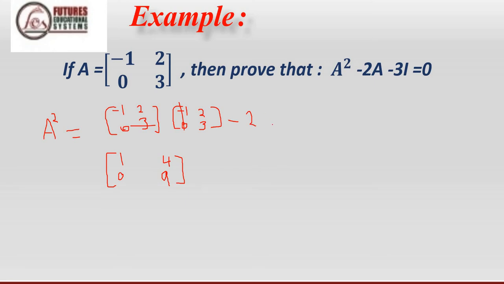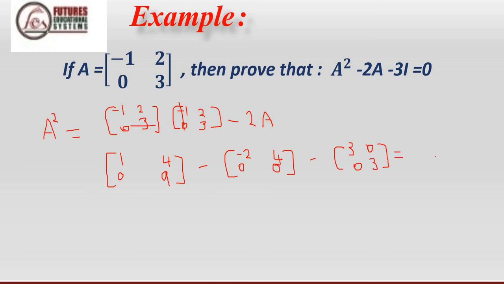Minus 2A. Minus 2 multiplied by matrix A: multiply 2 by each element in the matrix, giving negative 2, 4, 0, and 6. Minus 3I, the identity matrix 1 0 0 1, multiplied by 3, gives me 3 0 0 3.